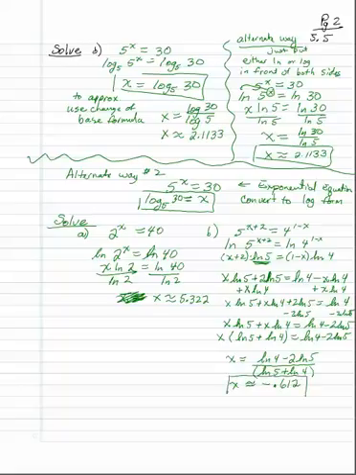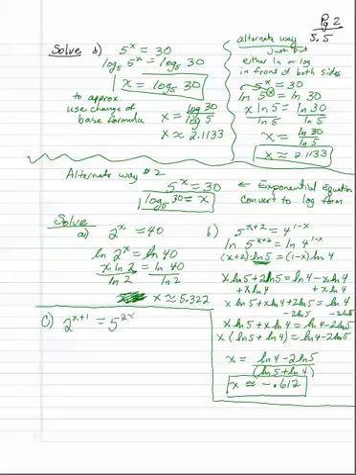If I have you round it to 3 places. Alright, let's try another one of those just to make sure you got it. So solve 2 to the x plus 1 equals 5 to the 2x.